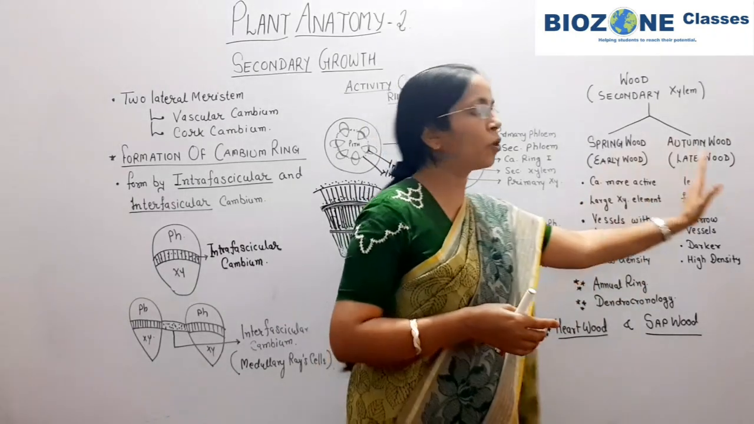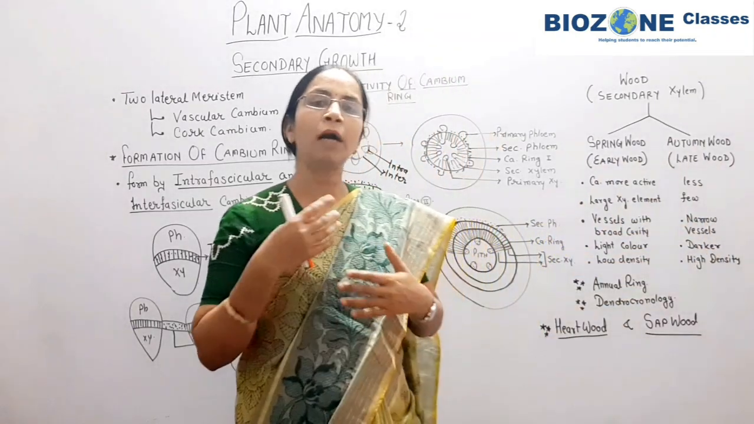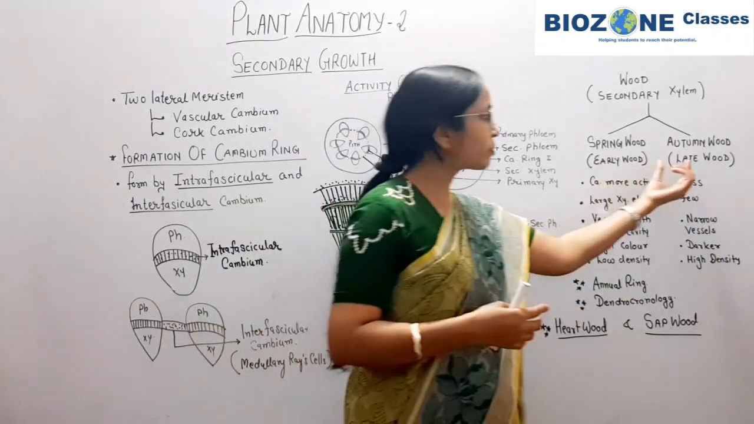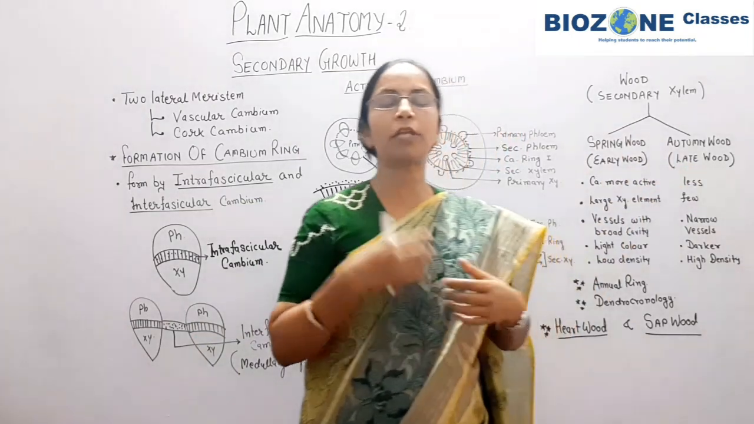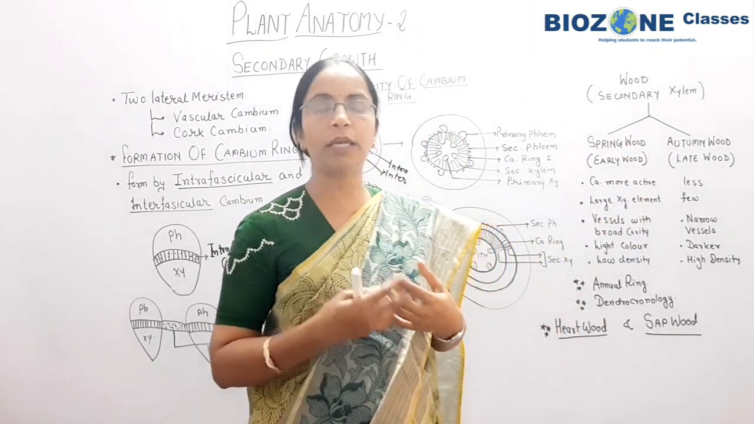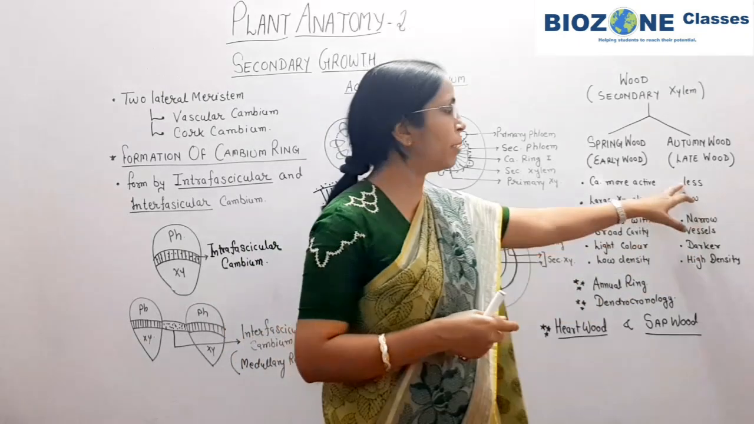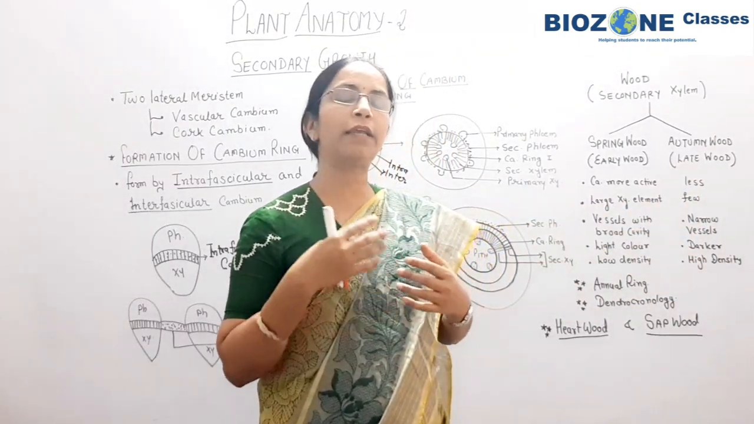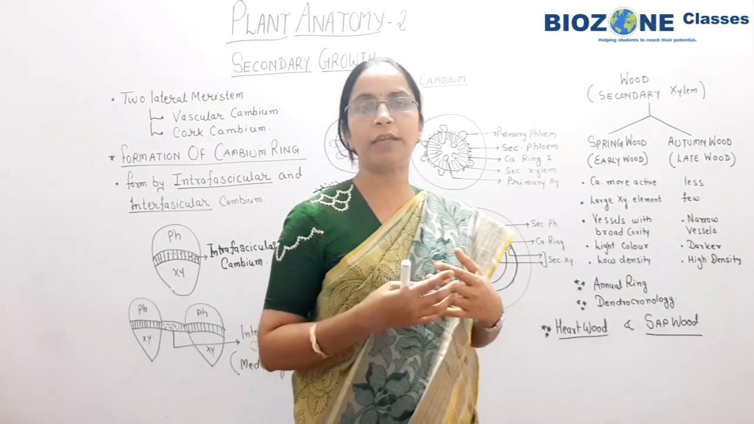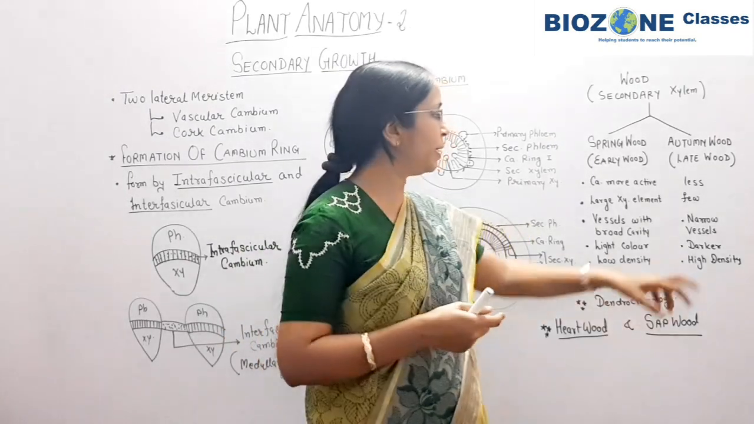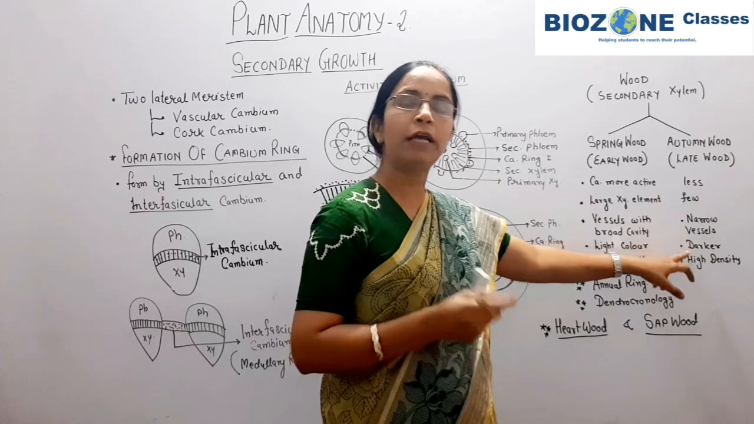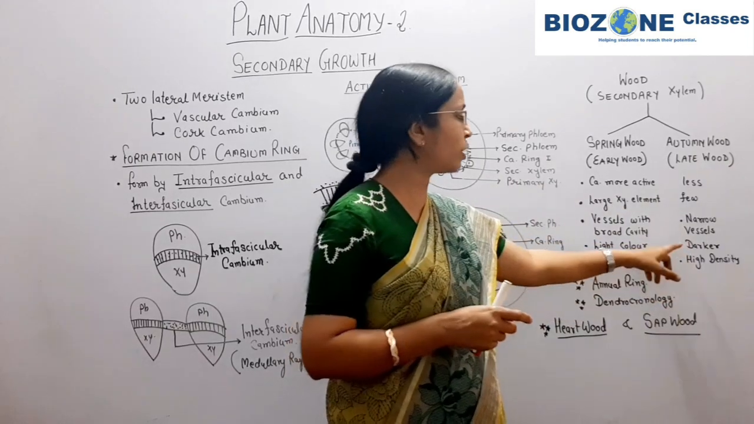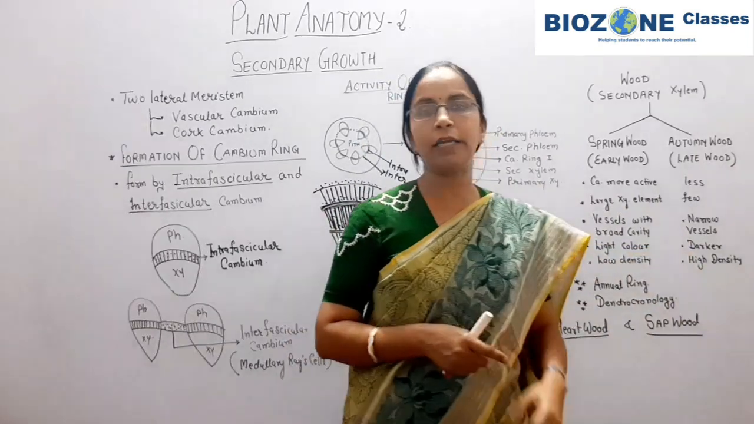The autumn wood shows entirely opposite features, because during the autumn season the temperature goes down gradually, and because of that the cambium activity becomes less. The less active cambium produces very few xylem elements. These xylem elements show narrow vessels. They are compactly arranged, therefore they are darker in color and of high density.